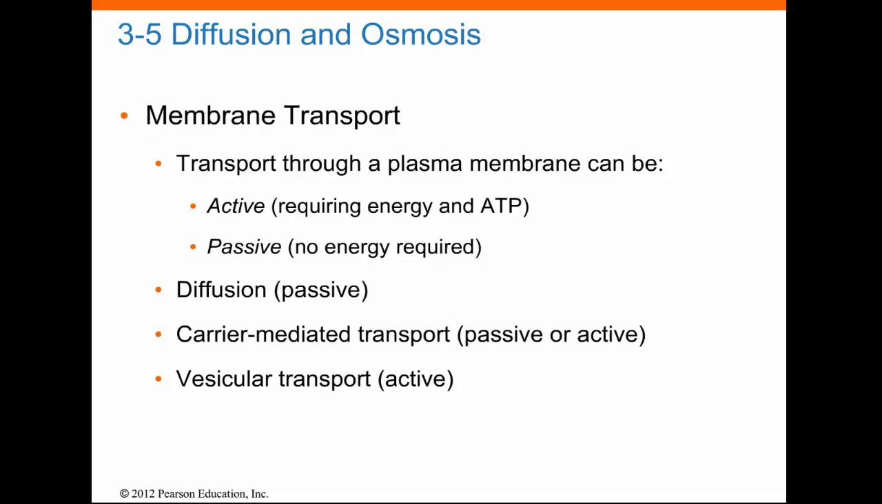Transport through the membrane can be active. If it's active, we'll look at that A in active, it requires energy. It requires ATP. If it's passive, then it doesn't require energy. Passive movement through the cell membrane is known as diffusion. You can have carrier-mediated transport, which can be passive or active, and then you can have vesicle transport. Remember, we looked at the lysosomes. They produce vesicles, and the solutions within the vesicles are then pushed through the membrane, and that requires energy as well.